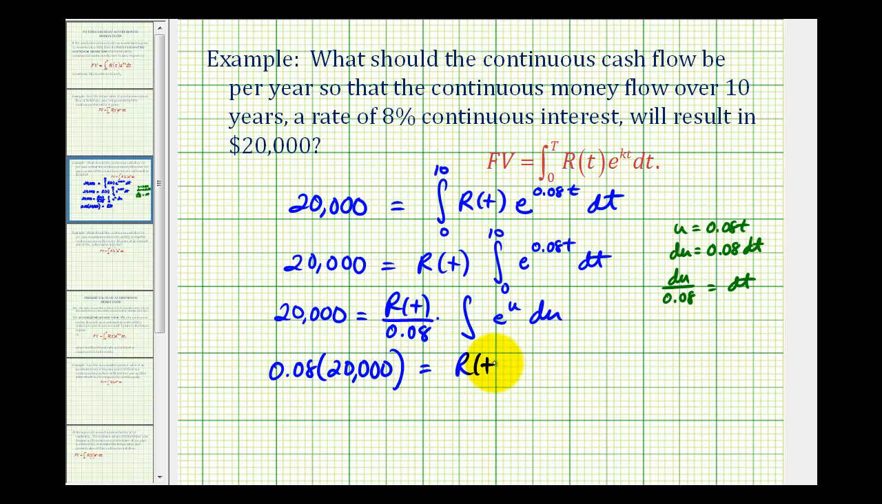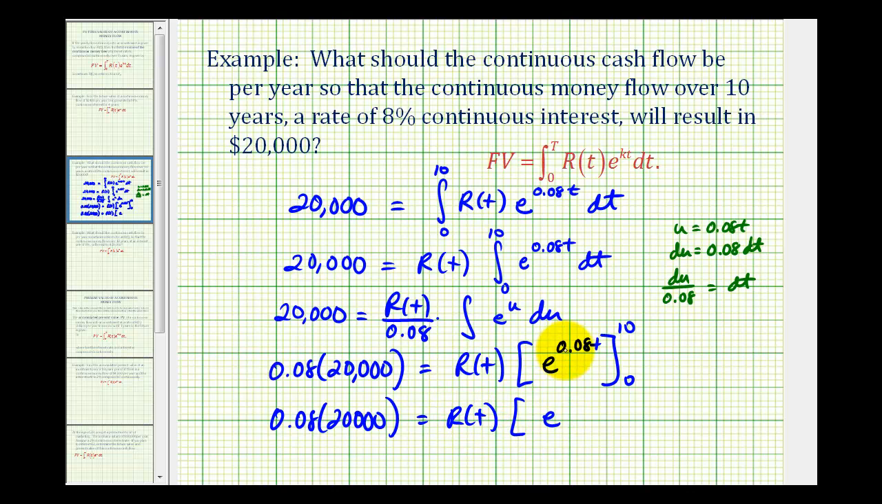equals R of t, and then the antiderivative of e to the u is going to be e to the u, which is really e to the 0.08 t, and now we need to evaluate this at 10 and 0. So we'll have 0.08 times 20,000 equals R of t times, we'll have e to the 0.08 times 10, that's going to be 0.8, minus e to the 0, which would be 1. Let's go ahead and finish this on the next page.